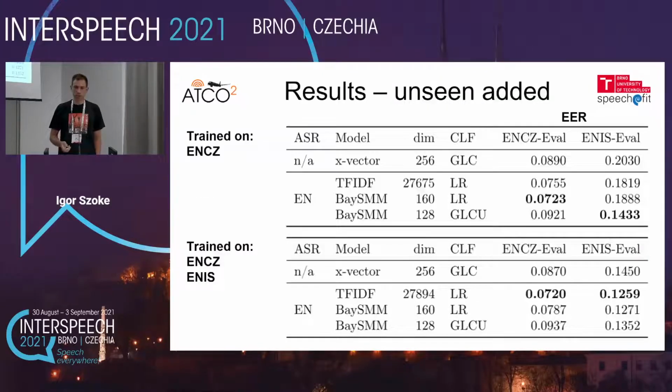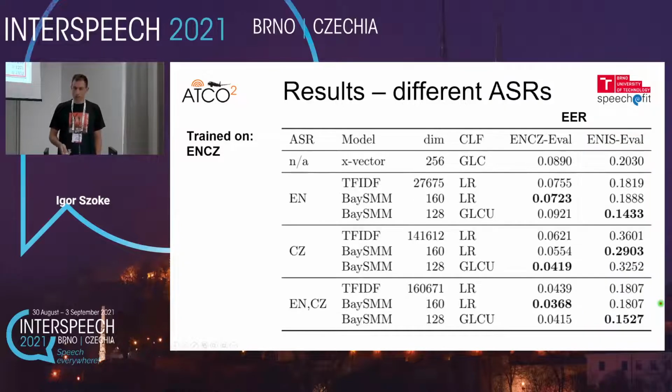And let's see some more results. So here is a table of how it works if we add the English-Icelandic pair as training data for the classifier. So here you can see, as expected, we get some nice gain in the out-of-domain data, which are now in-domain data. Next, let's see what happens with the ASRs.